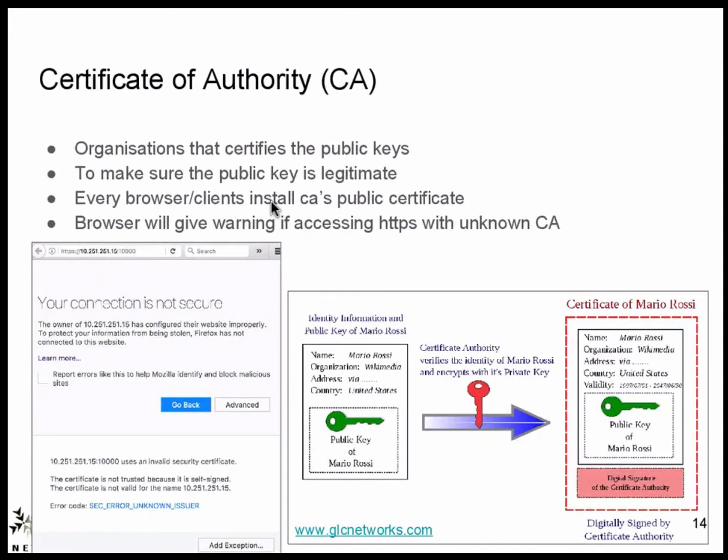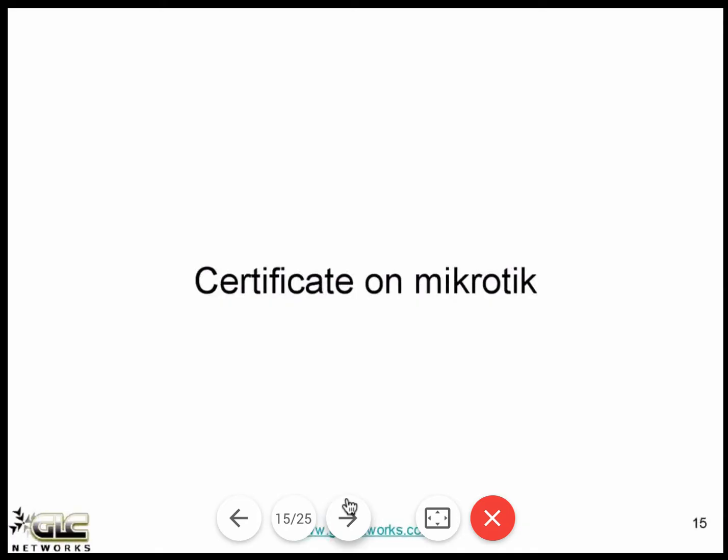So once again, I'm just repeating what I said. The first option is self-sign, the second option is you ask the CA, certificate authority, to sign your public key. If you choose the second option, your public key will have information added from the CA. Okay. So what about on Mikrotik?